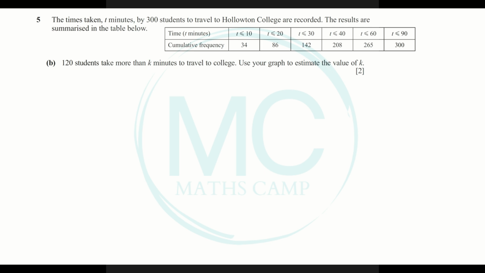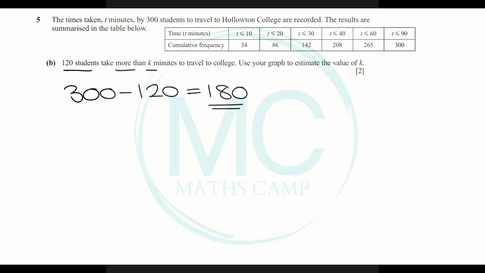Part B says 120 students take more than k minutes to travel to college. Use your graph to estimate the value of k. K minutes. K is our time. So in order to find k, we first need to decide how many students we're working with. We're looking at the top 120 students. So I can say 300 minus 120 gives me a cumulative frequency of 180. This is the value I need to find on my graph.